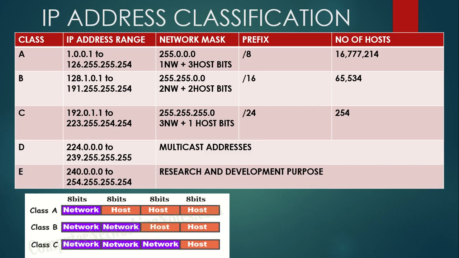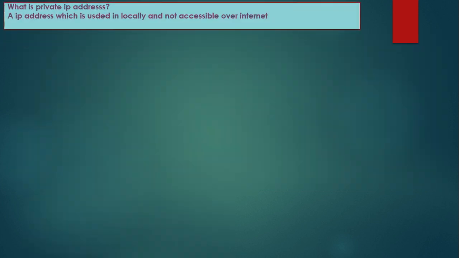Let me explain the classes of IP addresses. IP addresses are classified into 5 classes: Class A, Class B, Class C, Class D and Class E. Class D and E are allocated for development purposes or multicast addresses. From Class A, Class B and Class C, some of the IP addresses are reserved for private IP addresses. Let me explain what a private IP address is: an IP address which is used locally and not accessible over the internet.